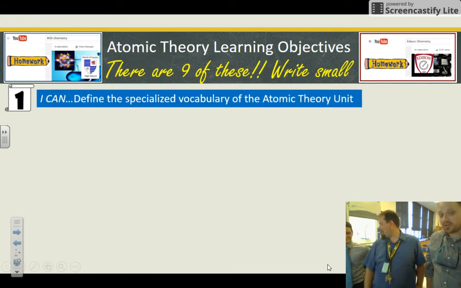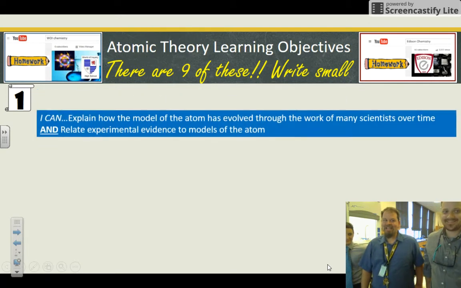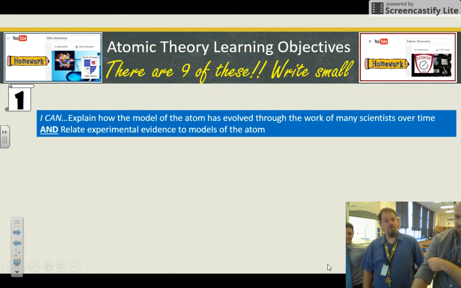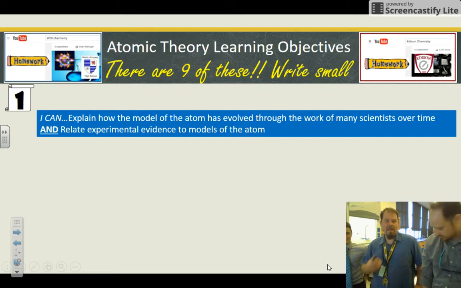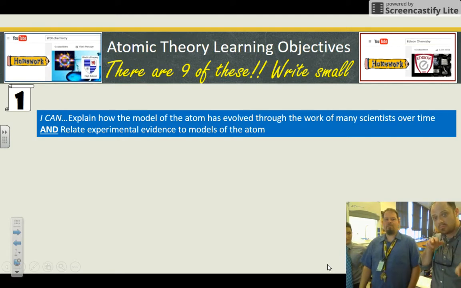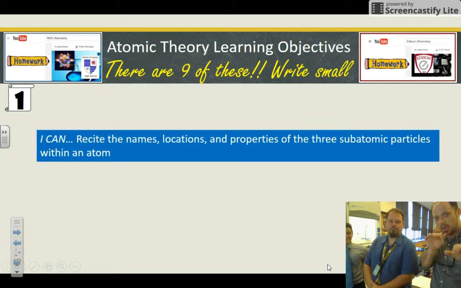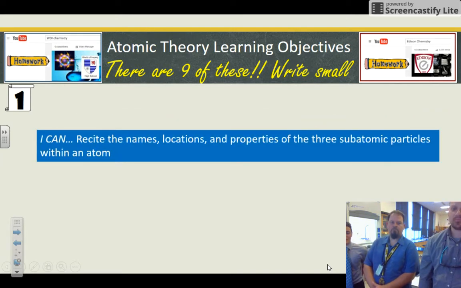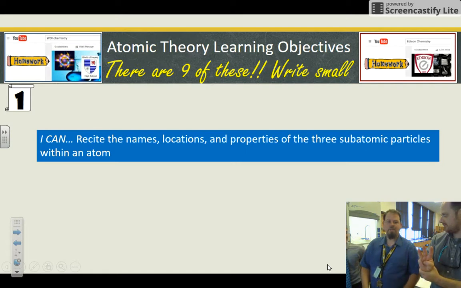I can define the specialized vocabulary of the atomic theory unit. I can explain how the model of the atom has evolved over time in the work of many scientists. My students don't know yet, but they're going to be doing a bigger project on this later in the year. We will be able to relate the experimental evidence to the model. I can recite the names, locations, and properties of all three subatomic particles within the atom.